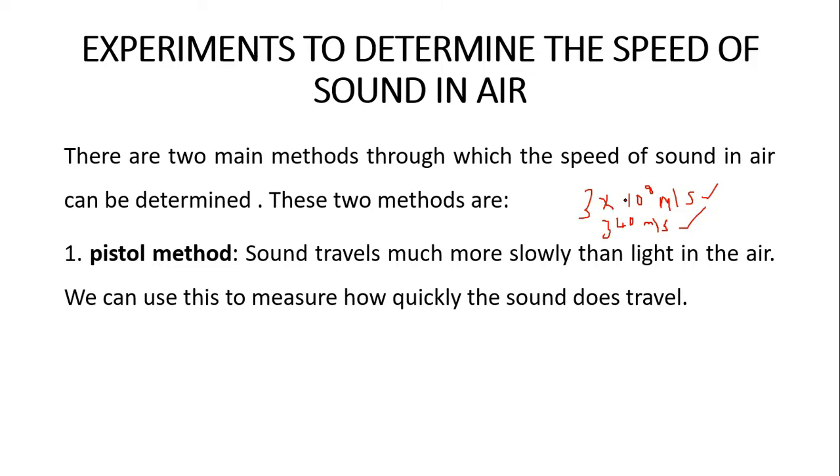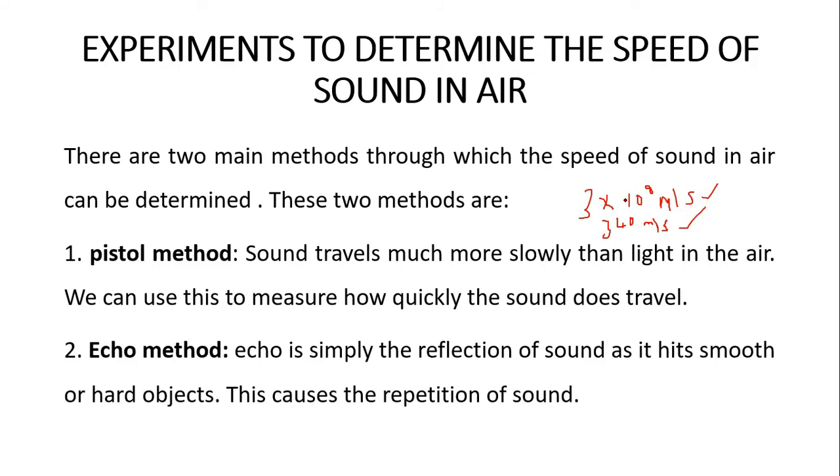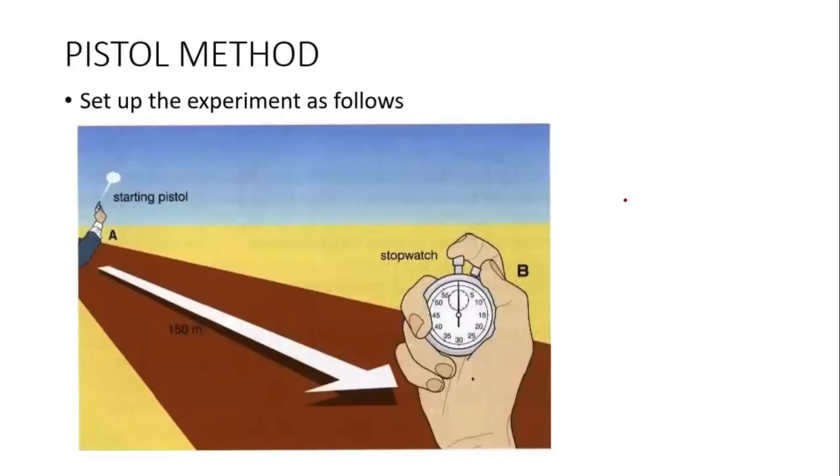The second method is what we call the echo method. Now, echo is simply the reflection of sound as it hits a smooth or hard object, and this causes what we call a repetition of sound. So that is what an echo is. So the echo method is based on the ability of sound to bounce back or reflect when it hits a smooth surface or any hard surface. Let's look at these experiments in detail.